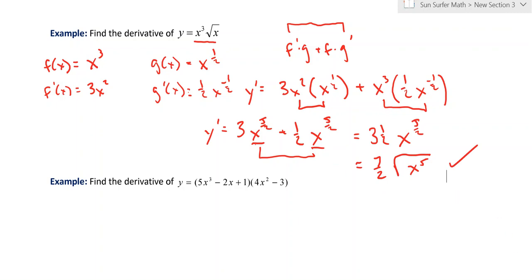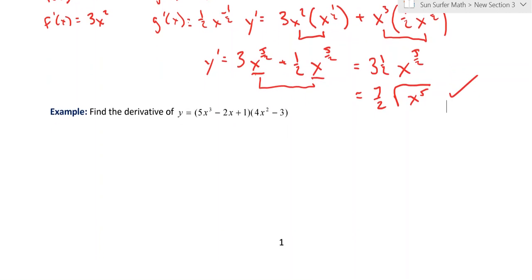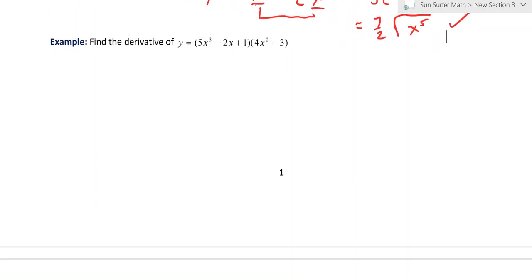In the next one, we have two polynomials. And we notice that they are being multiplied together. Here's my first polynomial. Here's the second one. They are being multiplied. So let's let f of x be equal to the first one.